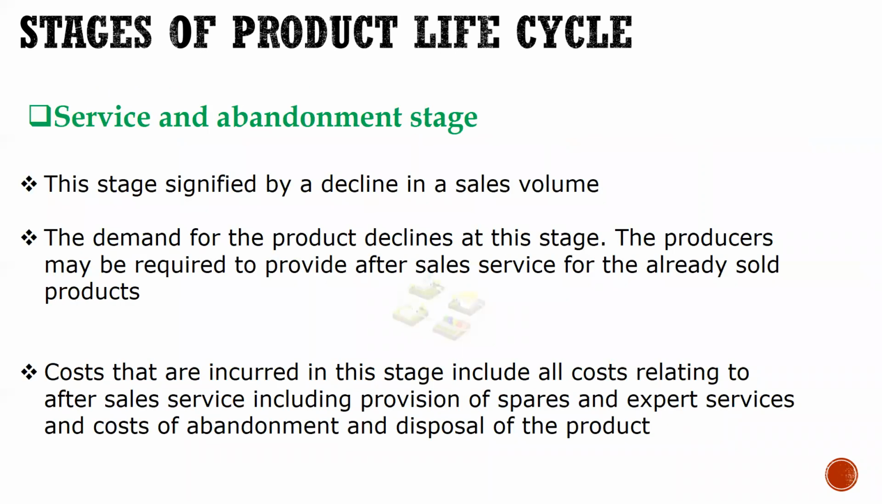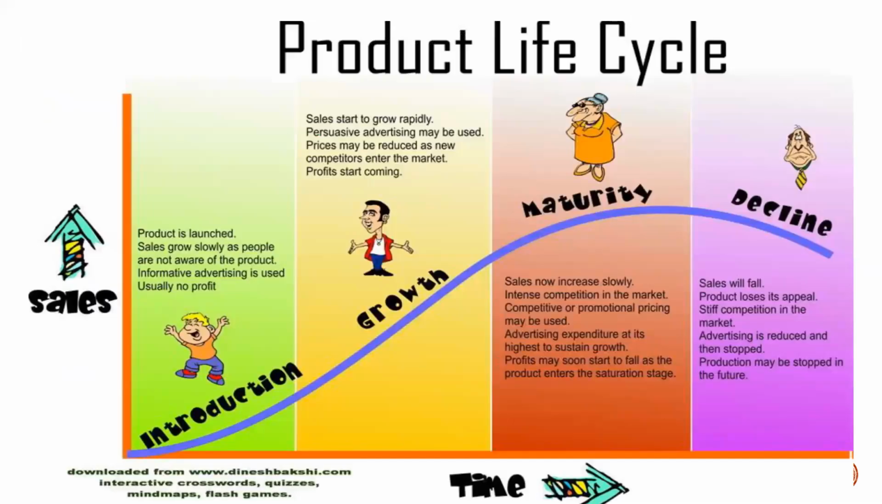And the final stage is what? The abandonment stage, or we can call it the service and abandonment stage. This stage is signified by a decline in sales volume. The demand for the product declines at this stage. The producer may be required to provide after-sales service for the already sold products. That is the end of life. So this is the chart, or you can say the graph, showing the introduction, growth, maturity, and decline of the product. When we say introduction, it means the first stage, that is research and development of the product.